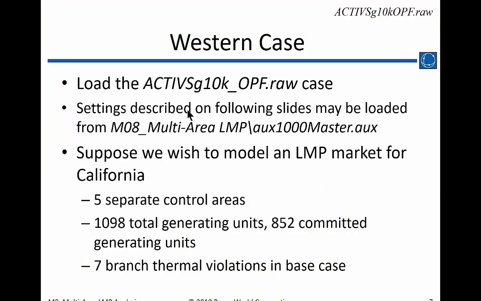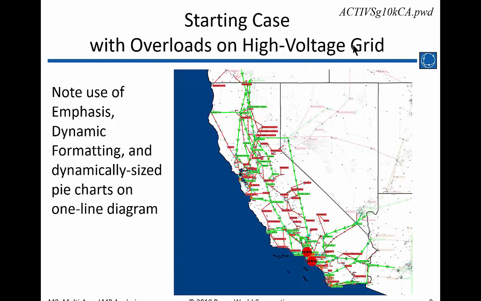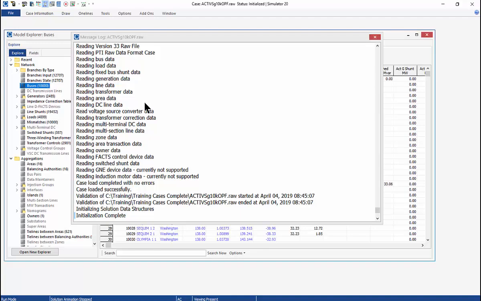So we're going to go through some initial setup, and these settings can also be loaded from an auxiliary file, but we'll go through most of it manually, just as a review for looking at solution settings and limit monitoring settings, things like that. But the problem that we're going to frame is that within the California footprint, there's 5 separate control areas, and it has 1,100 or so generating units, with 852 of those committed. And initially, we'll see that there's 7 branch violations. And here is the OneLine diagram. So we'll need to open that.